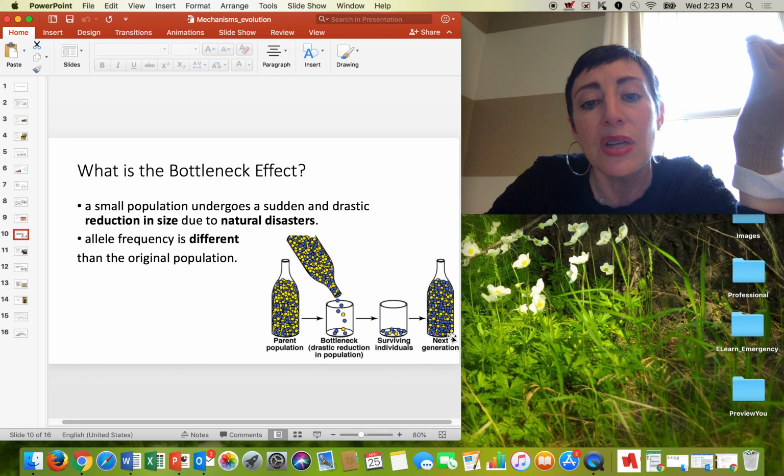The population has grown from that bottleneck. Remember, here it was beginning, and then it shrunk, and then now it's growing back up again. But this new population has much, much less genetic variation. That's the bottleneck effect, genetic drift.